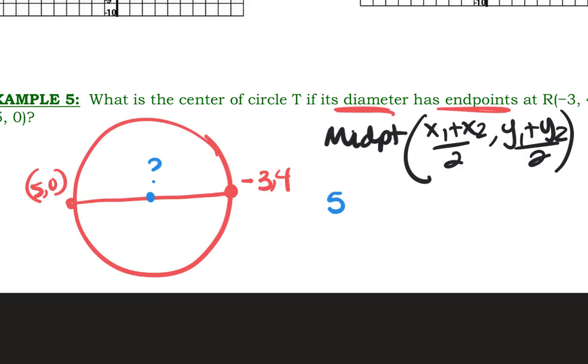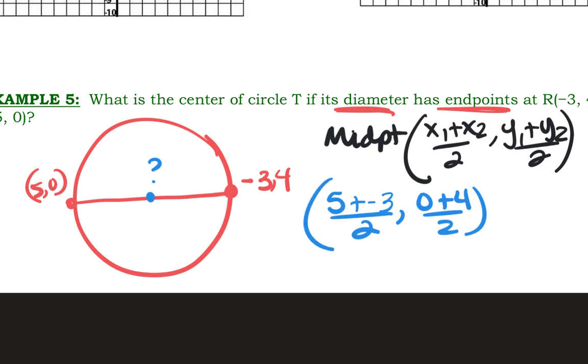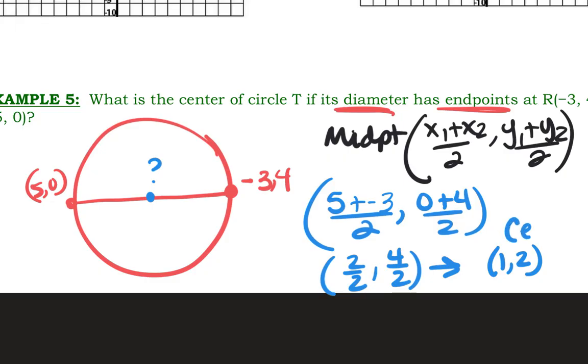5? Okay, so then let's do 5 plus negative 3, divided by 2. And then what's our y's then? 0 plus 4 divided by 2. All right, what's 5 plus negative 3? 2 over 2. What's 0 plus 4? 4 over 2, and that changes to be? 1, 2. This is your center.